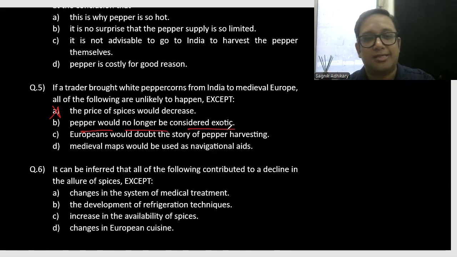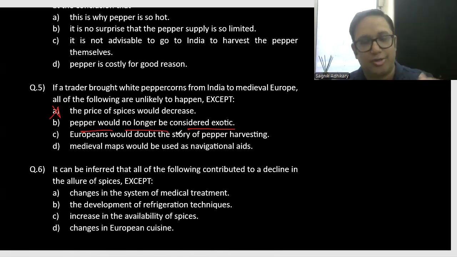Pepper would no longer be considered exotic. Again, pepper is still exotic. The definition of exotic is something which is not indigenous. In Europe, pepper which has been brought from a different continent altogether across the ocean after a sea voyage is definitely exotic. So this is altogether incorrect.